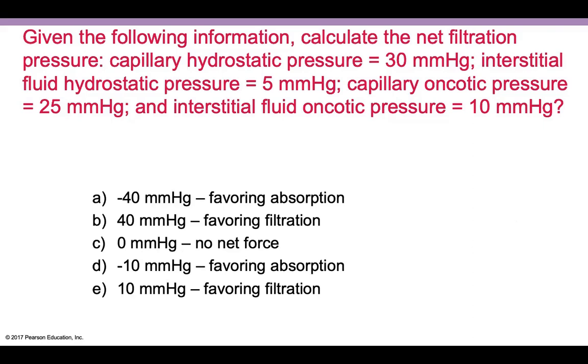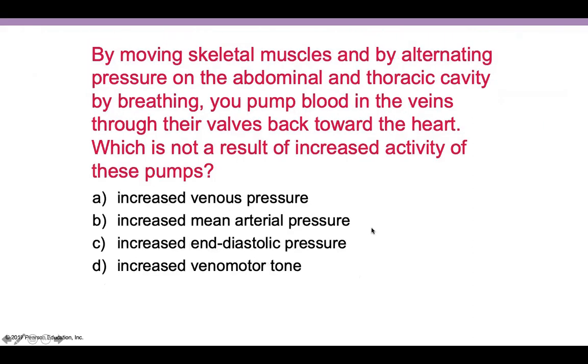And then we look for our absorption forces, so our forces that oppose filtration. So that's going to be 25, which is our capillary oncotic pressure, and 5, which is our interstitial fluid hydrostatic pressure. And so it's going to be 40 minus 30, which is 10, right? And the net direction is filtration. Okay. So the answer here was 10. So please brush up on this, right? Figuring out the values, which is favoring filtration, absorption, and then that final calculation.